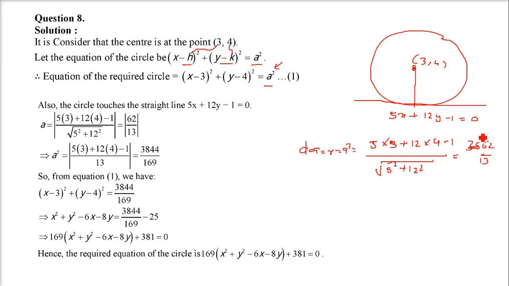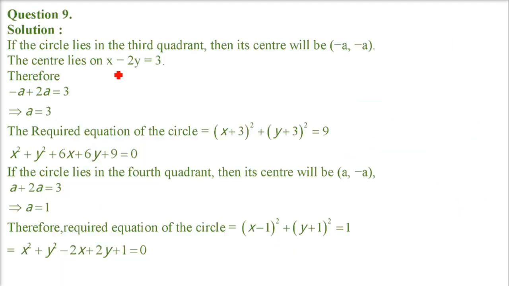a square will be what? Square it. 62 square by 13 square, and this will come as 3844 by 169. Just put in here, that is (x minus 3) whole square plus (y minus 4) whole square equals 3844 by 169, and just resolve it. This is going to be the final equation.